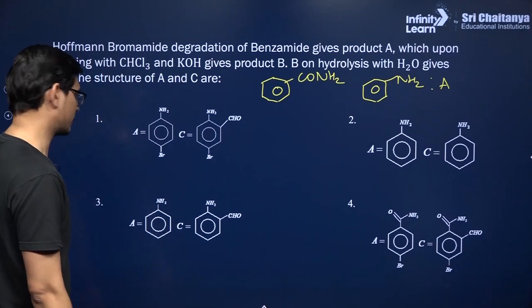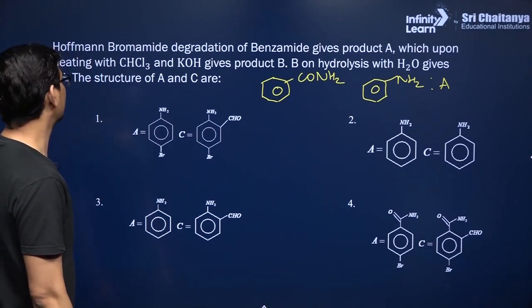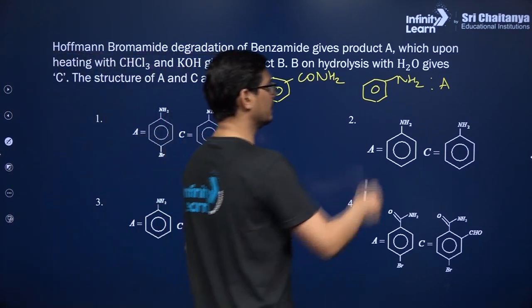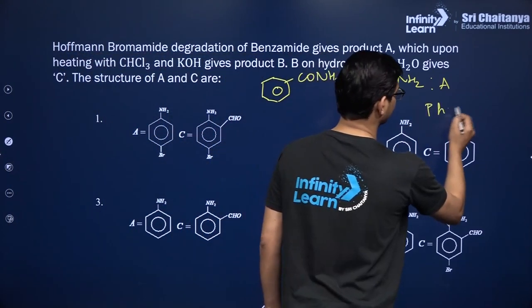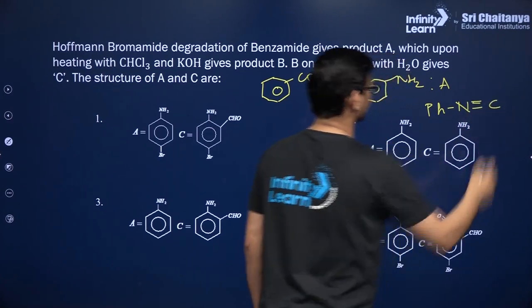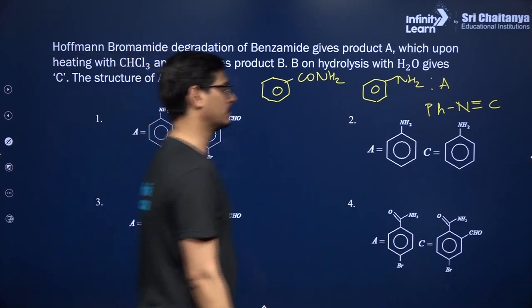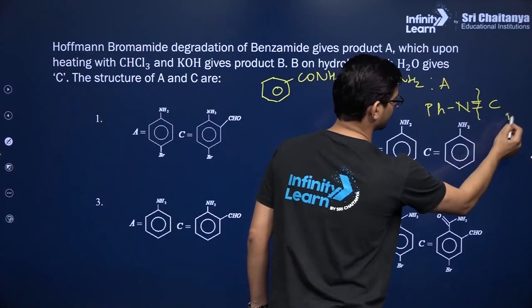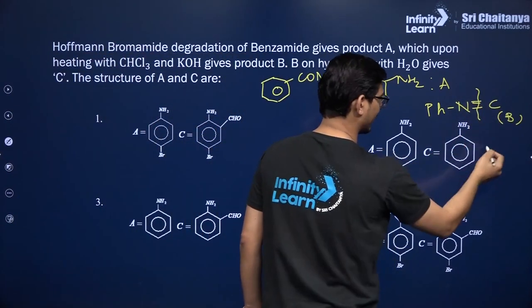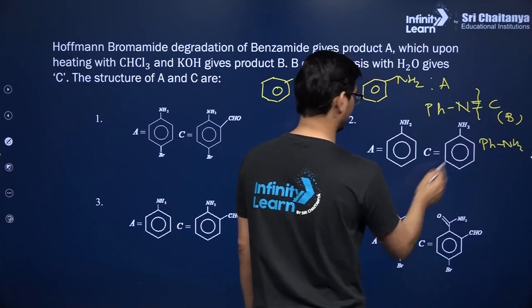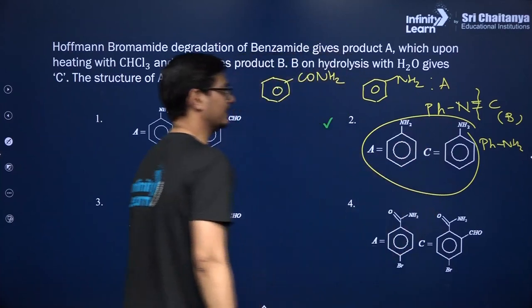So that eliminates option 1 and option 4, which upon heating with chloroform and KOH undergoes carbylamine reaction, where the NH2 group gets replaced by NC, isocyanide, right? This is our B. B on hydrolysis with water, if you hydrolyze this compound, which they have called B, it will give you aniline again, right? Aniline, formic acid. So the correct answer is this one only, both A and C are aniline.